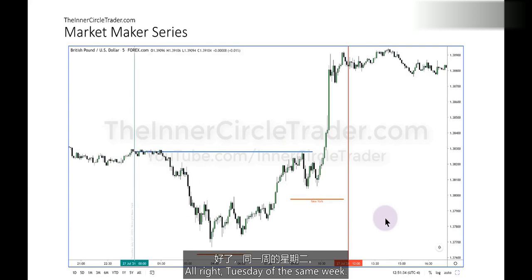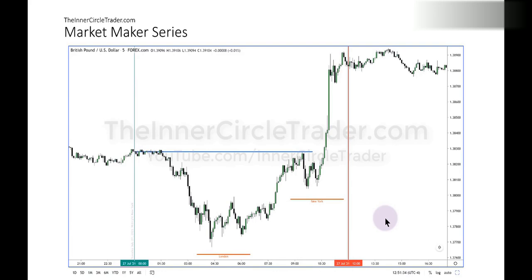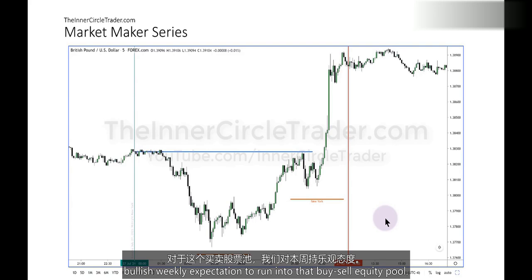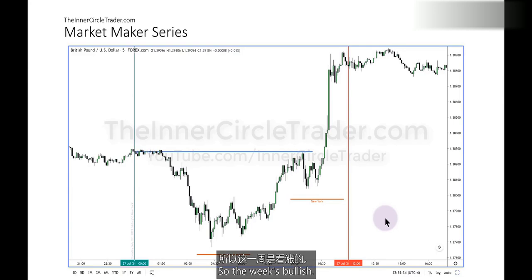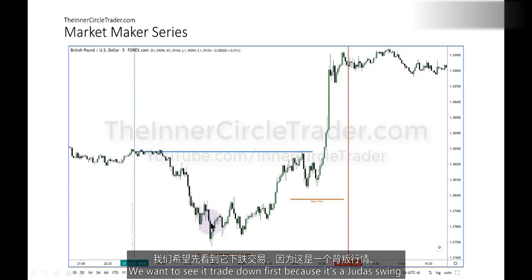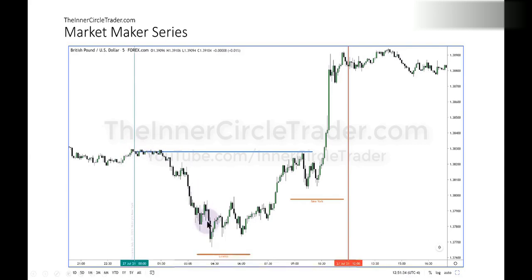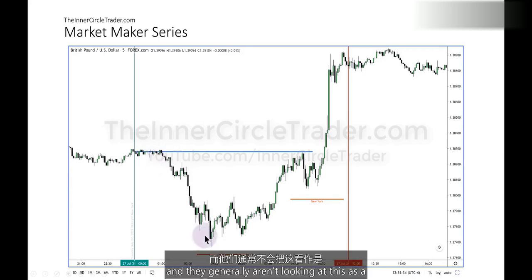All right, Tuesday of the same week. Remember, all of this is framed on the bullish weekly expectation to run into that buy-side liquidity pool. So the week's bullish. We already looked at Monday. Now here's Tuesday. Opening price here. We want to see it trade down first because that's a Judas swing. A Judas swing catches traders off guard, and they generally aren't looking at this as a buying opportunity. They're thinking it's going to keep going down.